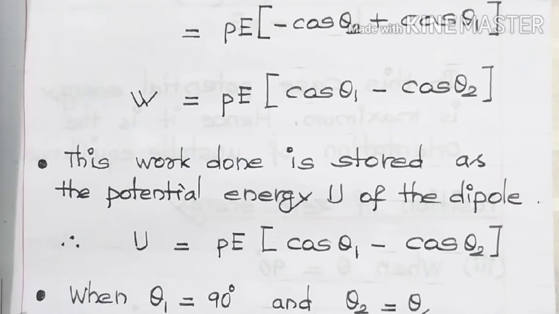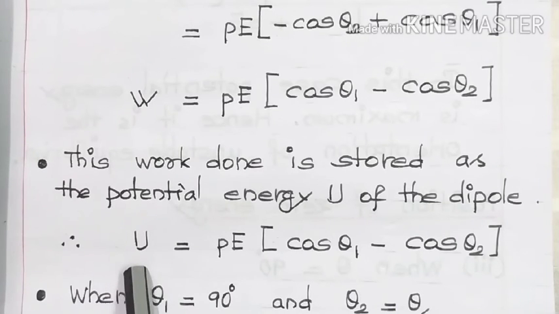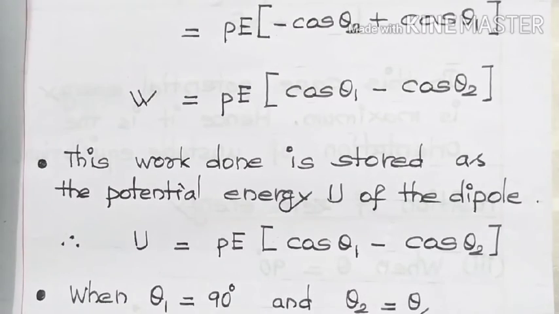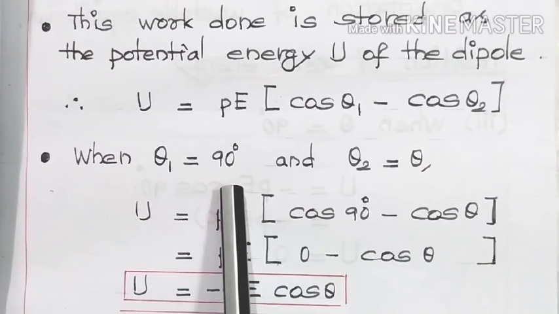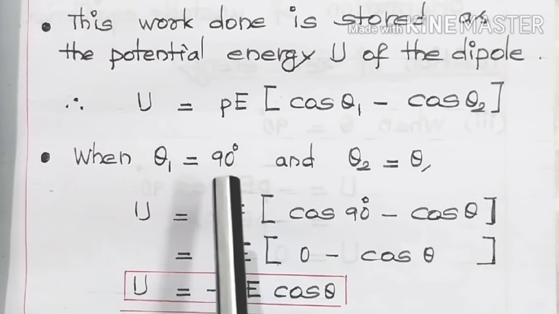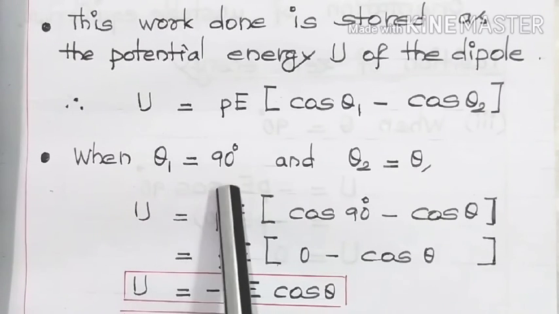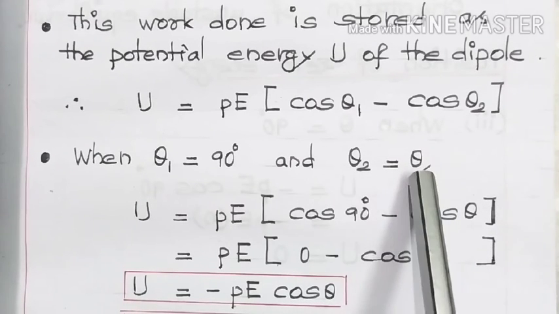This work done is stored as the potential energy U of the dipole. So in the place of W, let me write the symbol for potential energy. So U is equal to PE into cos theta 1 minus cos theta 2. Now, when theta 1 is equal to 90 degree, it means in the beginning the dipole is kept perpendicular to the direction of the electric field. So theta 1 is 90 degree and it is rotated to an angle of theta. So theta 2 is equal to theta.